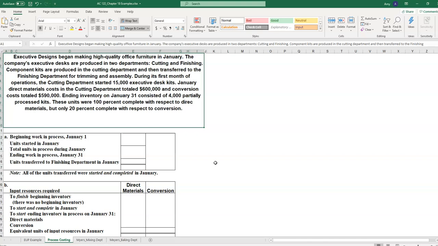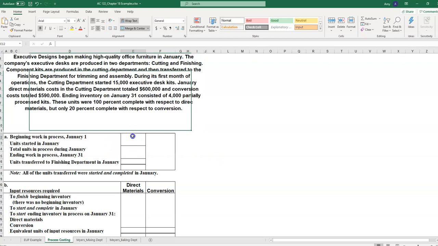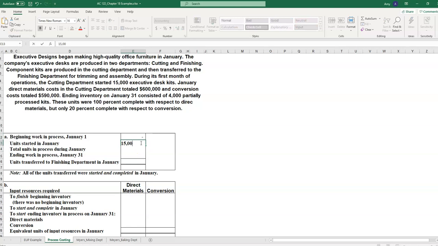So let's just deal with that first. We had 0 in process. We started 15,000 into production, which means during the month, we were working on a total of 15,000 units. At the end of the month, 4,000 of those were still partially complete, which means what we completed were 11,000. So 11,000 is our started and completed.